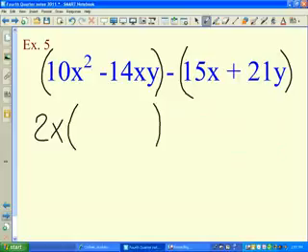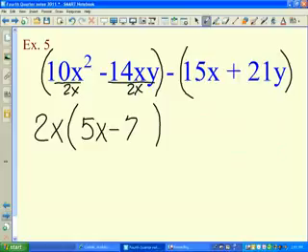So I don't put any y's down. So right now, my greatest common factor is 2x. And I'm going to divide 2x on both sides. So here I would get 5x minus 7y.